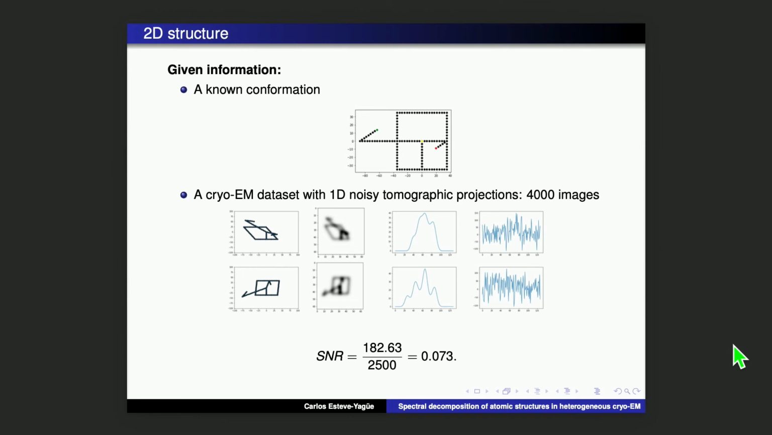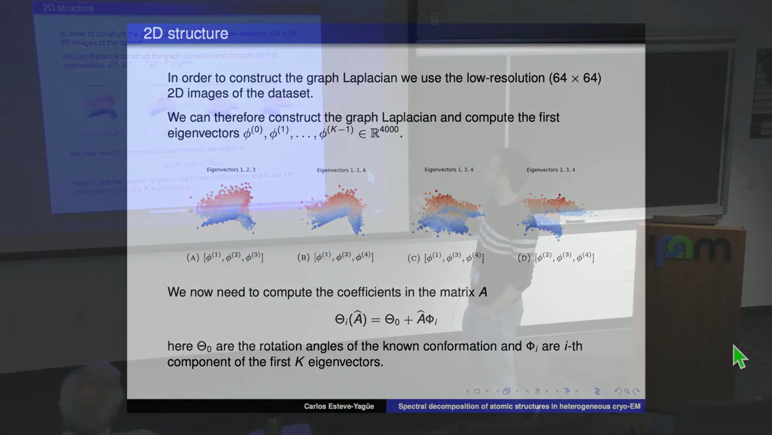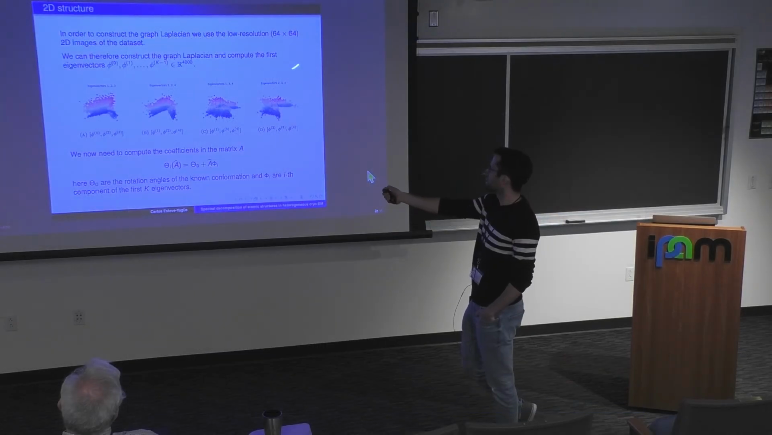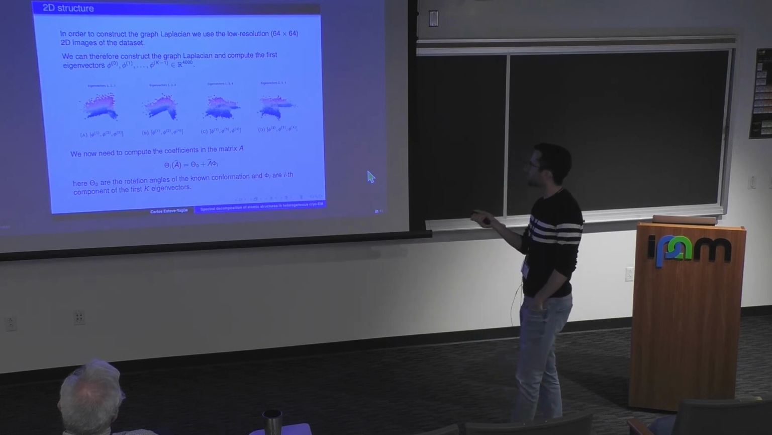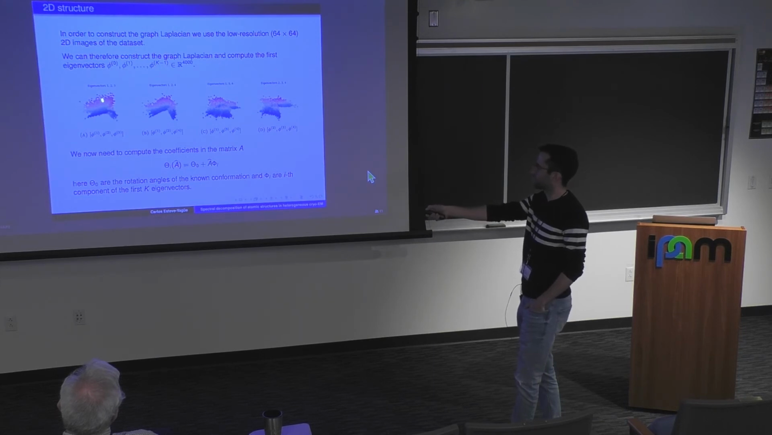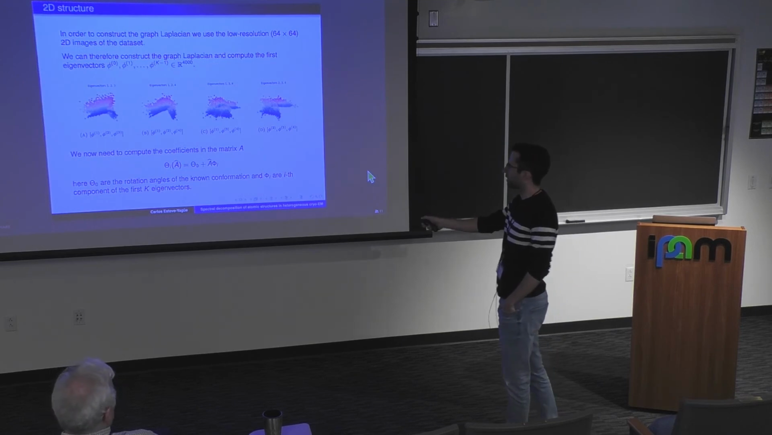Okay, so using these eigenvectors of the graph Laplacian, we can actually visualize how this manifold of conformations looks like. So this is a projection of the first three eigenvectors.